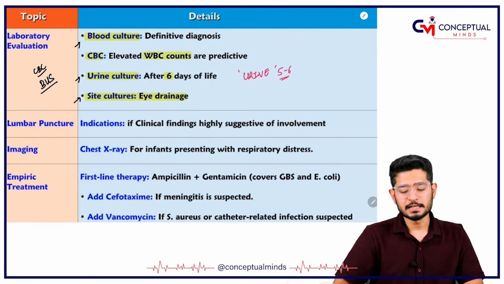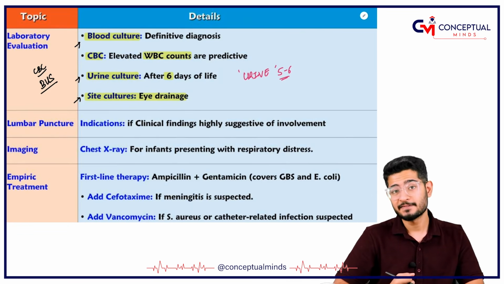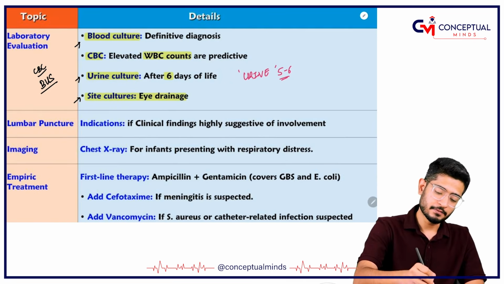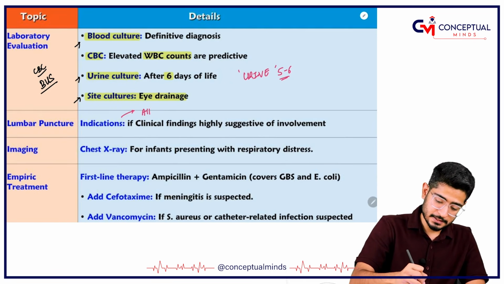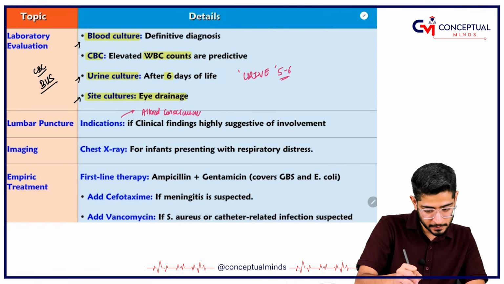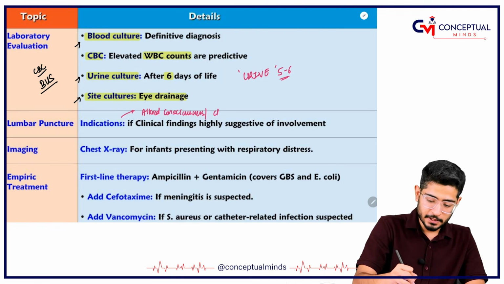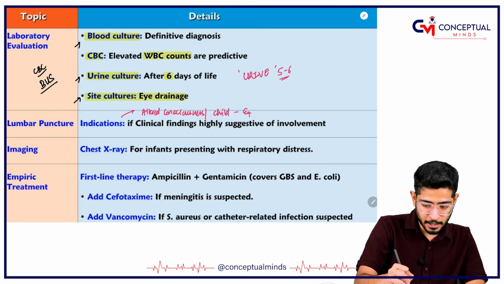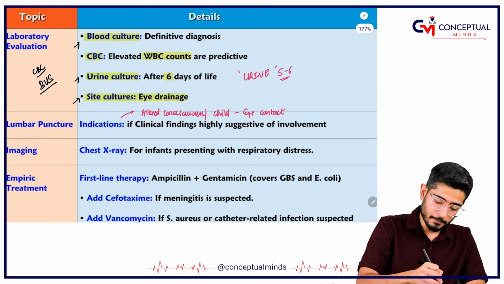Lumbar puncture. If you are having the signs of meningitis, like the child is having altered consciousness, or the child is not able to maintain eye contact, sometimes they give you a history that the child is not maintaining eye contact. In all these cases, we have to do a lumbar puncture.